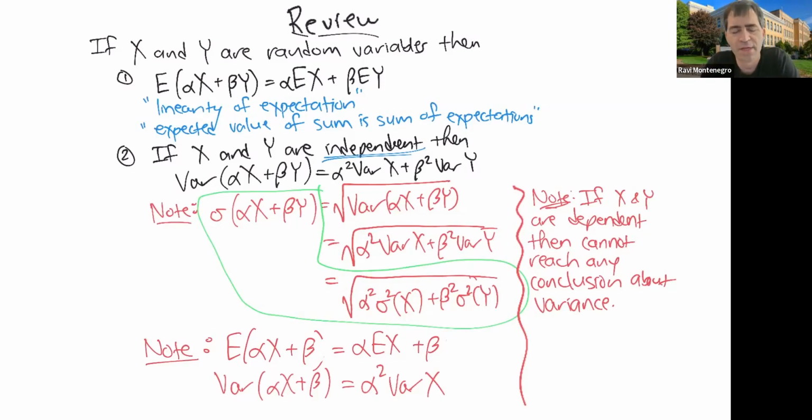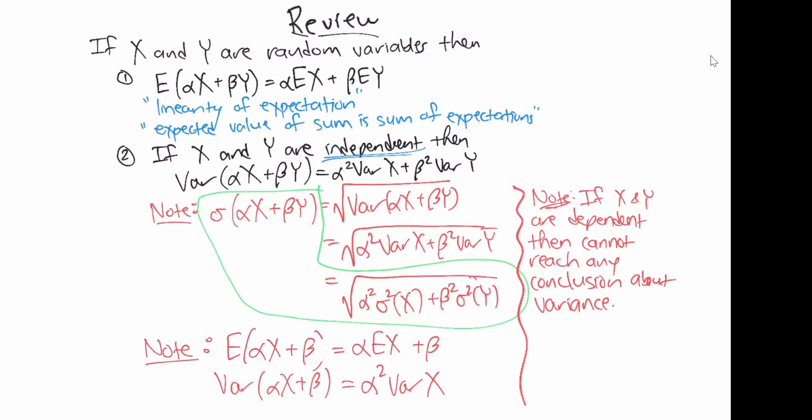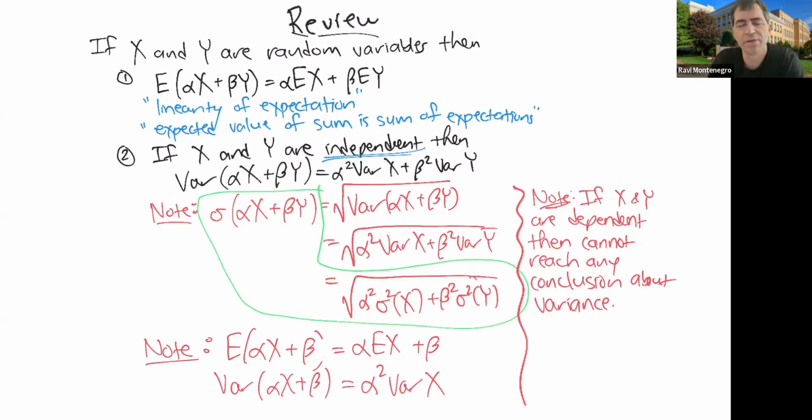So are there any other questions about these formulas from last class before we go on and start working with them some more? I just have a quick question. When you say you can't reach any conclusion about variance, is it that you can't find the variance or the standard deviation if they're dependent? Maybe my statement's a little too strong. If all that you know is the variance of X and the variance of Y, then you can't do anything. If you knew the distribution of X and the distribution of Y, then it would be possible to find the distribution of that sum.